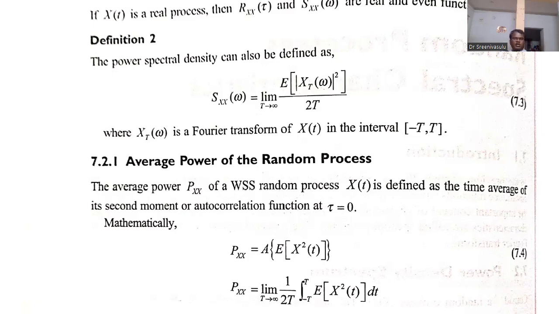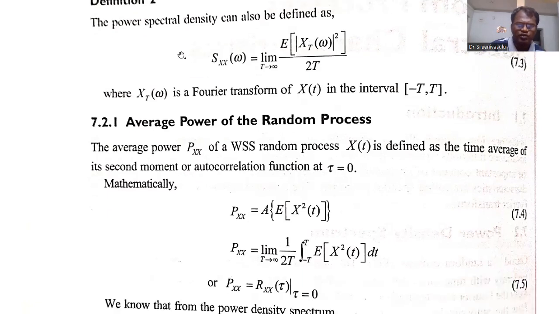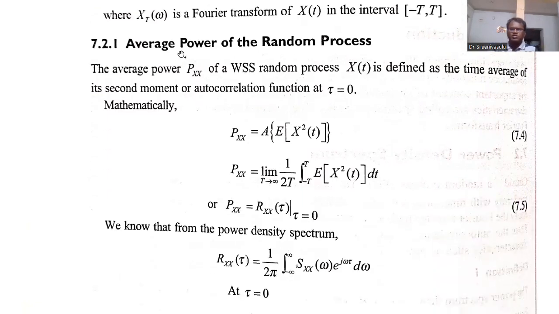Now, if you want to see the average power of a random process, the average power is going to be calculated. The average power of a random process is defined as the time average of the second moment, or the autocorrelation function at tau equal to 0.